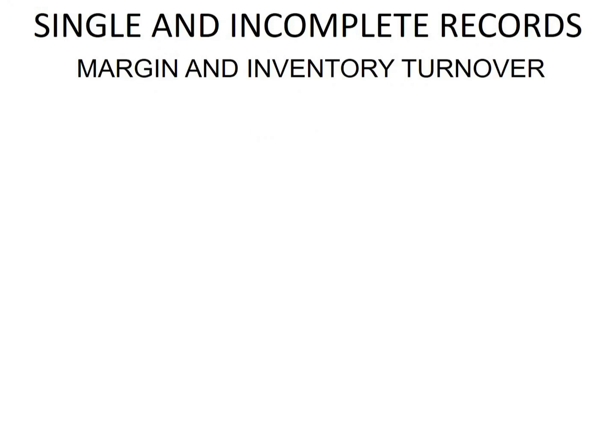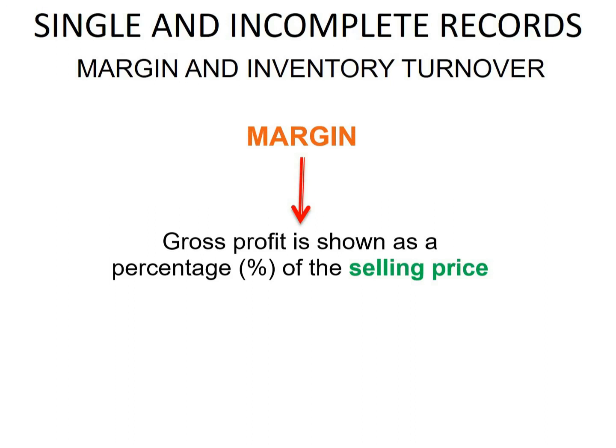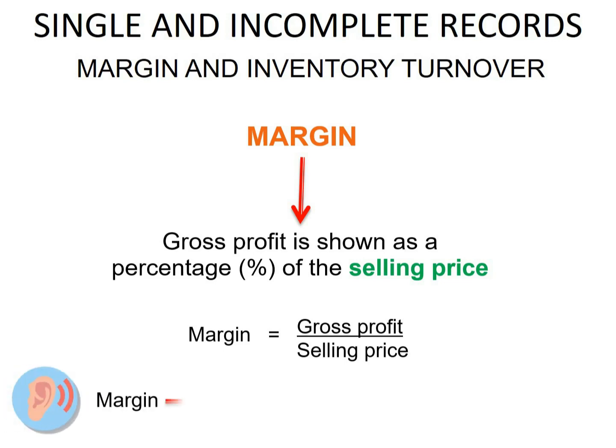Now let's have a look at margin. Margin is gross profit shown as the percentage of the selling price, not the cost price. So if we were to write this in an equation, we would say margin is equal to gross profit over selling price. So when you hear the word margin, you think of the selling price, which is referred to as sales.